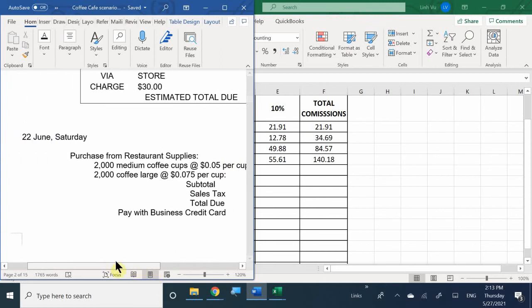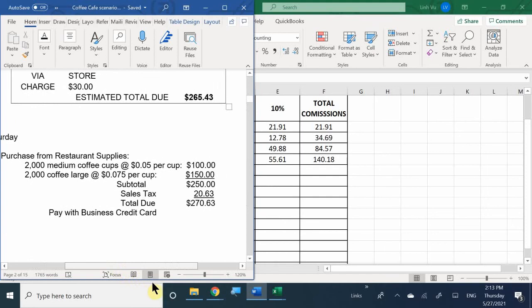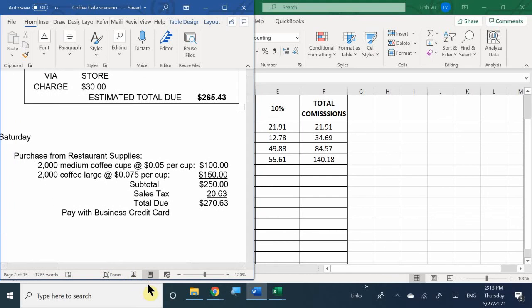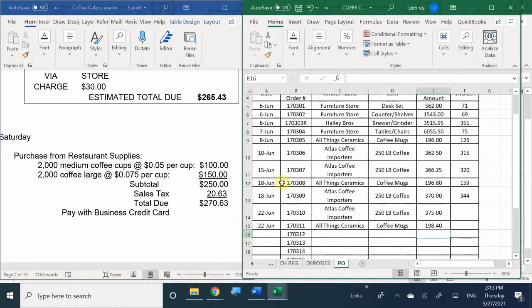So still on Saturday, June 22nd, what happened here? We purchased restaurant supplies with the business credit card. Yes. Okay. So let's see, bring up my general journal. And what I did, since I don't have enough room, I did a straight through on.